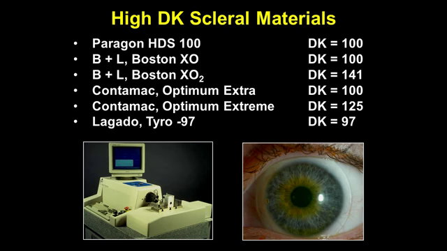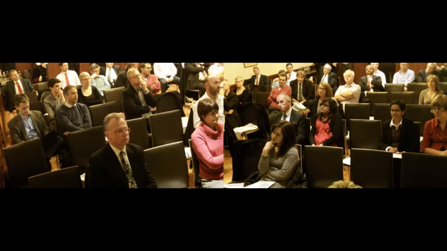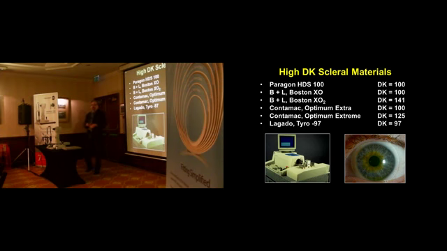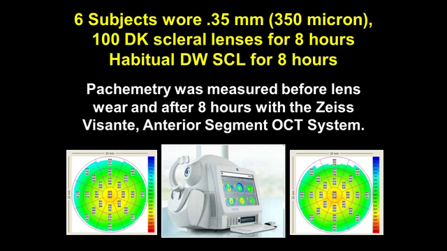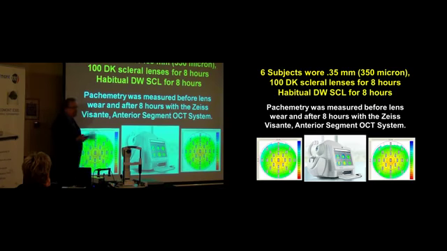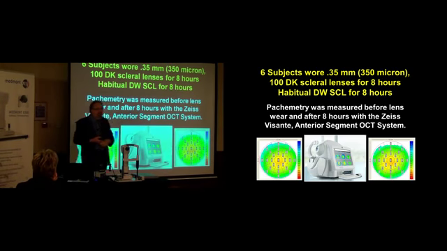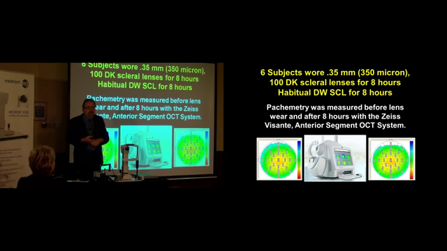Now, I said I would say a few words about some preliminary studies we're doing related to oxygen permeability. This is important stuff because we have to know whether or not these lenses are providing adequate oxygen to the eye. What we did basically is this. We took 6 subjects, happened to be first-year optometry students. We always do our experimental work on first-year optometry students.